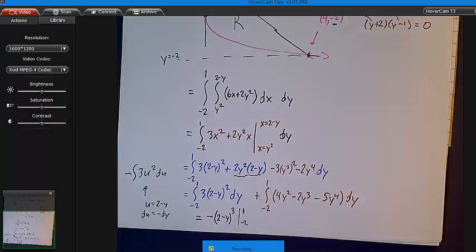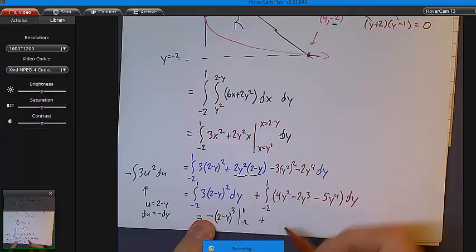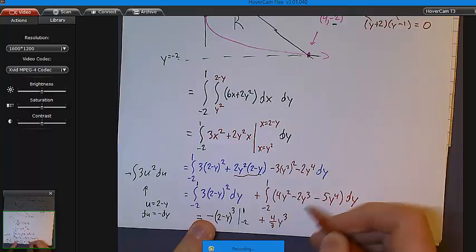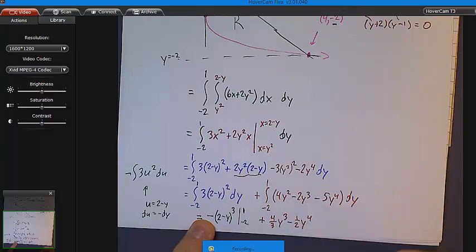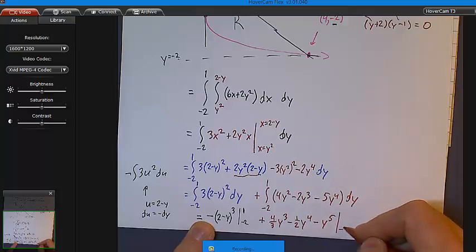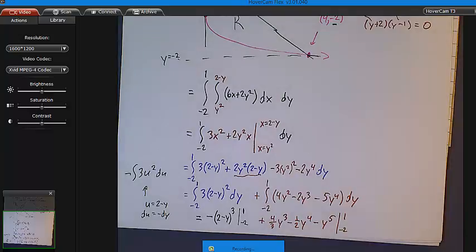Now the other bit, let's see what happens. Okay, so here's where your fractions show up, right? You get 4/3 y cubed. And here's y to the 4th over 4, so minus 1/2 y to the 4th. Oh, this one works out nice. Minus y to the 5th. And again, all that stuff is also from negative 2 to 1. So now it's just a matter of plugging in 1s and negative 2s. All right? I'm getting to the point where it is what it is.